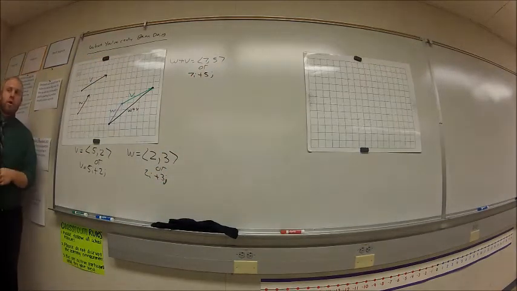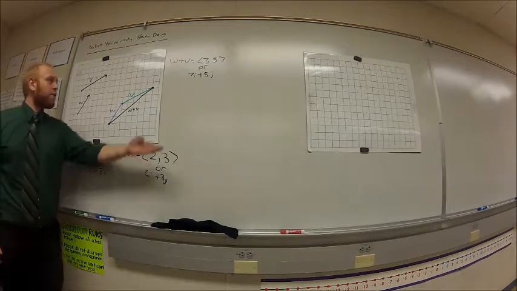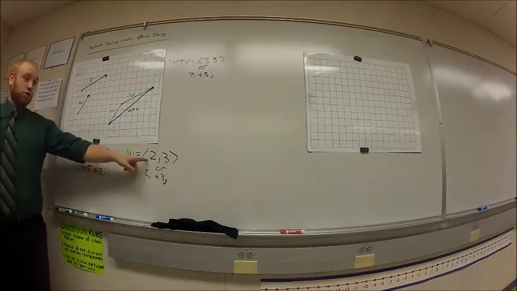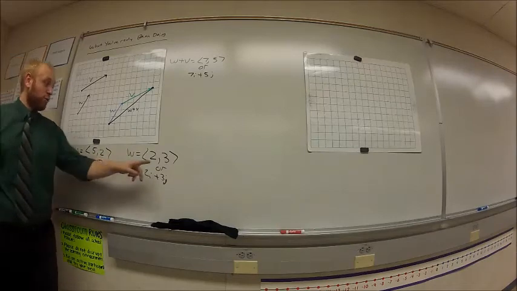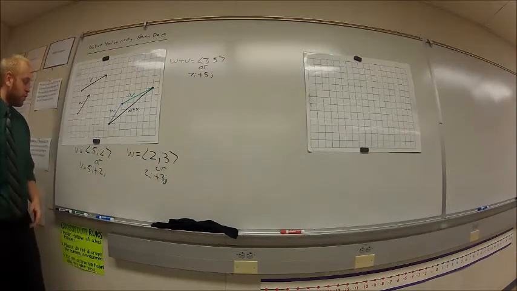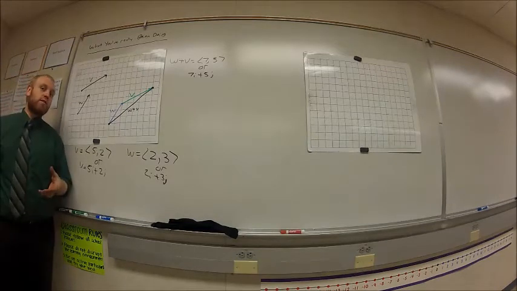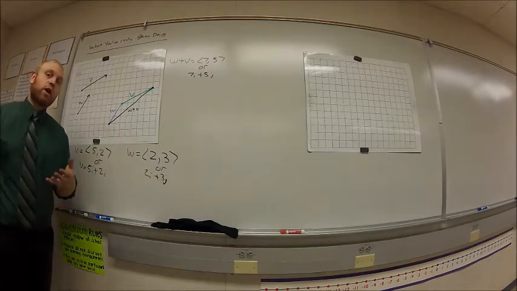Now here's the interesting part. I want to see if we can figure out how you could come up with 7i plus 5j from the 5 and the 2, and the 2 and the 3. So if you look at it, it appears that you're able to just do this based off of component-wise thinking, which I described last time.